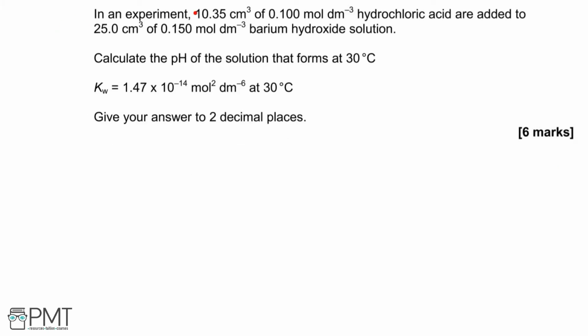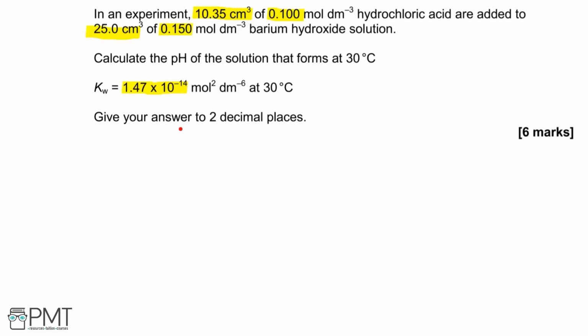In an experiment, 10.35 centimeters cubed of 0.1 moles per decimeter cubed hydrochloric acid are added to 25 centimeters cubed of 0.15 moles per decimeter cubed barium hydroxide solution. And we need to calculate the pH of the solution that forms at 30 degrees Celsius. We've been given the ionization constant of water at this temperature, at 30 degrees Celsius, which is equal to 1.47 times 10 to the minus 14 moles squared per decimeter to the minus 6. And we need to give our answer to 2 decimal places.